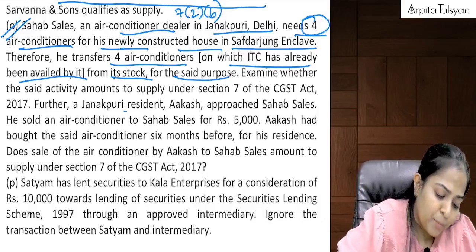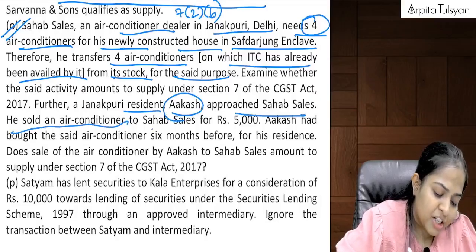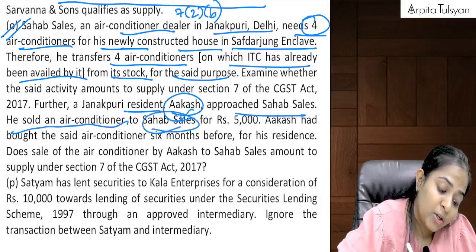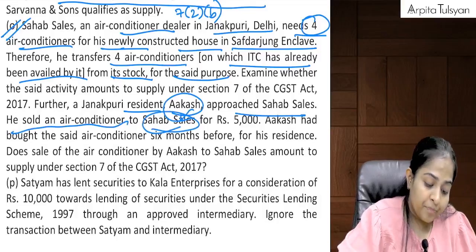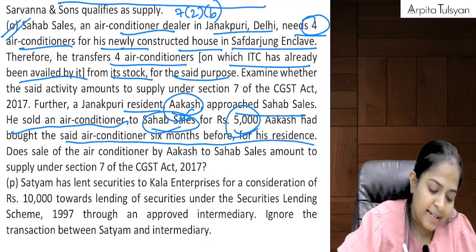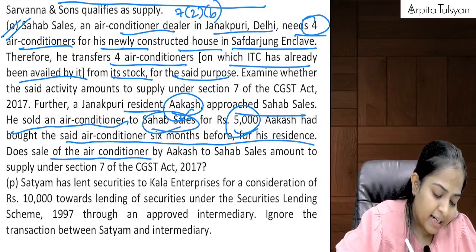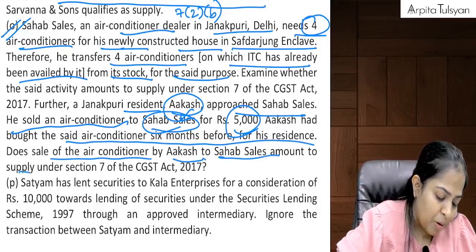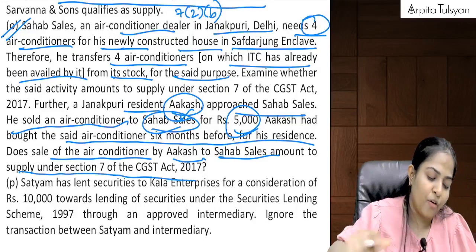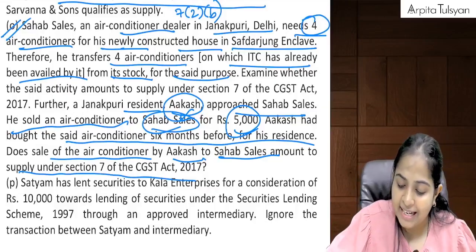Further, a Janakpuri resident Akash approached Sahab Sales. He sold an air conditioner to Sahab Sales. Akash is selling to Sahab Sales for rupees 5,000. Akash had bought the said air conditioner 6 months back for his residence. So basically he is selling a second hand AC. Does the sale of air conditioner by Akash to Sahab Sales amount to supply under section number 7 of the CGST Act 2017? So 2 types of questions that they are asking.